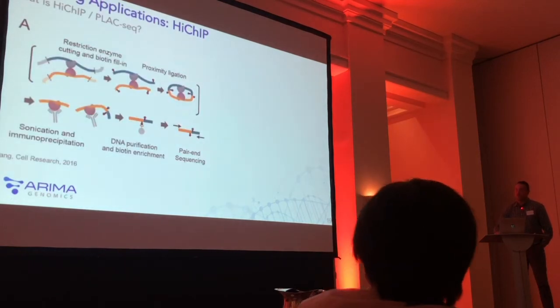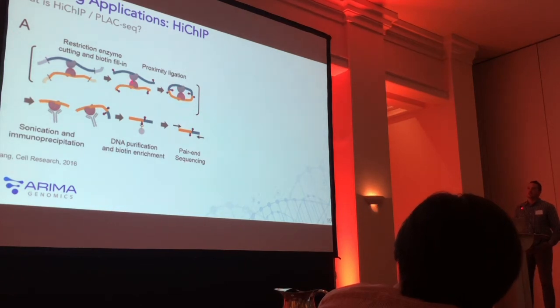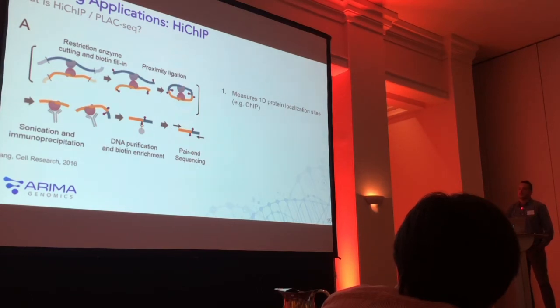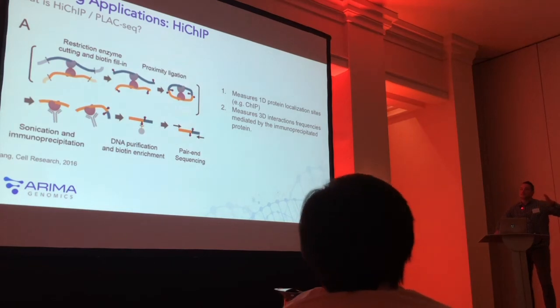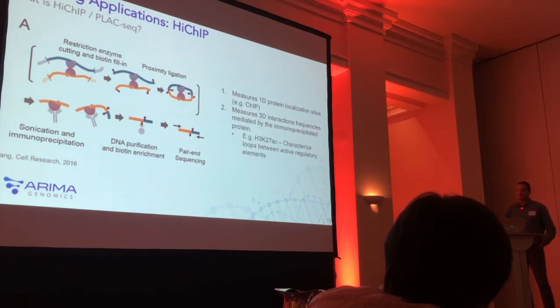I'm going to show just some very preliminary data that we've generated using HiChIP. For those who don't know, I'll just go through this very quickly. It's just like Hi-C from the digestion through ligation, except adding a ChIP step here to IP your protein factor of interest and also capture that ligation junction once it ends up getting sequenced. So ideally, it will measure the 1D protein localization in the genome via the 1D ChIP signal, but also the 3D interactions that are mediated by the protein of interest, such as H3K27 acetylation.